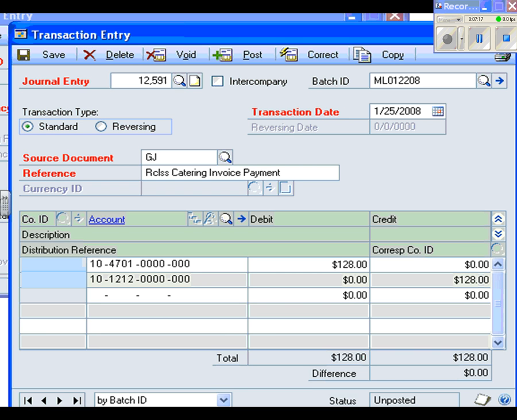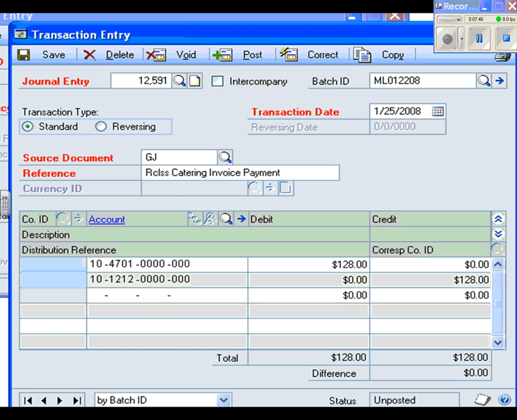There's the source document. It's a general journal. Just remember that. General journal is where we journalize transactions. General ledger is where we post them. There's the reference or the explanation. RCLSS means reclass. In our terminology, it's just shorthand. And she's reclassing this invoice payment. There's the account numbers. And there's the amount.